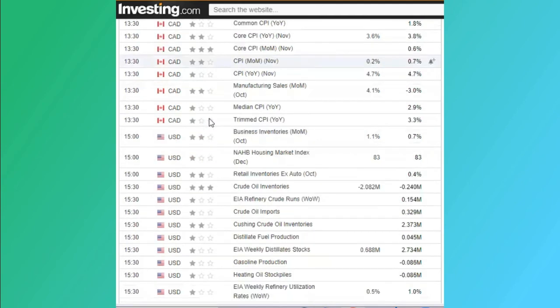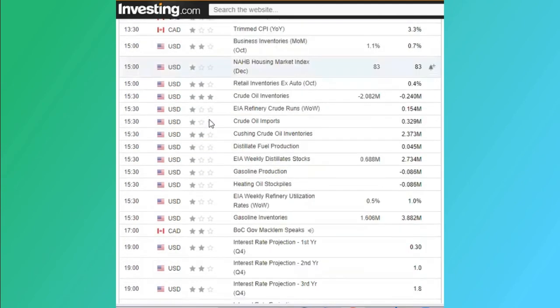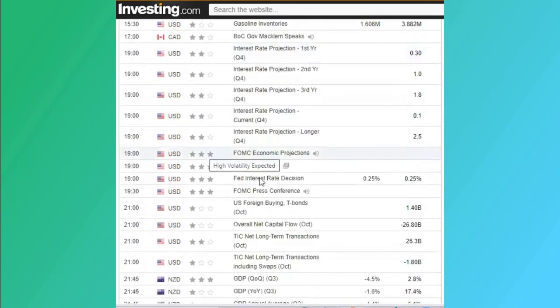All right, and then we also have 3:30, we've got crude oil inventories. This can affect the US dollar and the Canadian dollar, because as I've explained many times, the Canadian dollar and oil are closely correlated. And then later on, guys, we have the big daddy of all news.